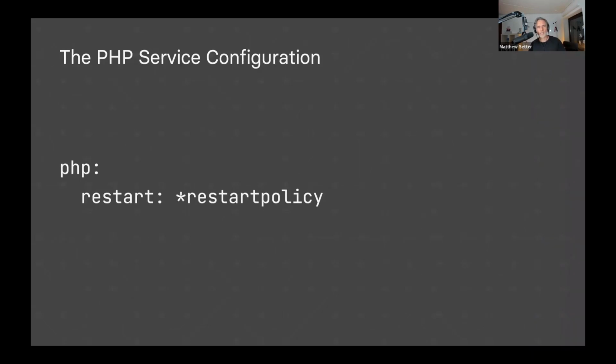Now, the configuration for the PHP container is, in this case, quite small, but similar-ish to the NGINX container. You can see that it starts by naming the service PHP, so it gives it a host name of that as well. And it then sets it to restart unless we stop it, by referencing the YAML anchor restart policy that we defined in the NGINX service.